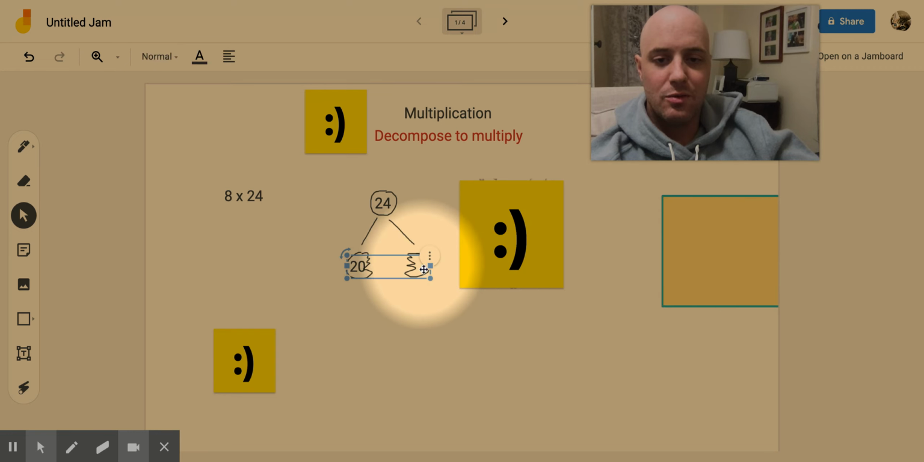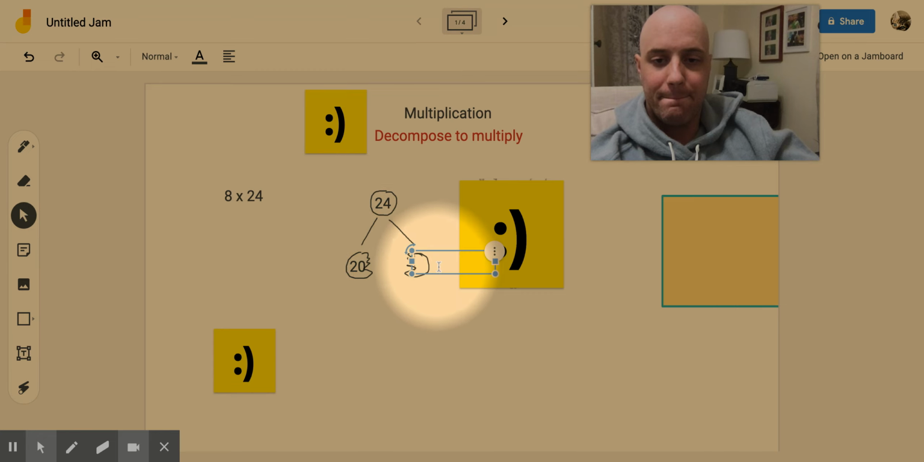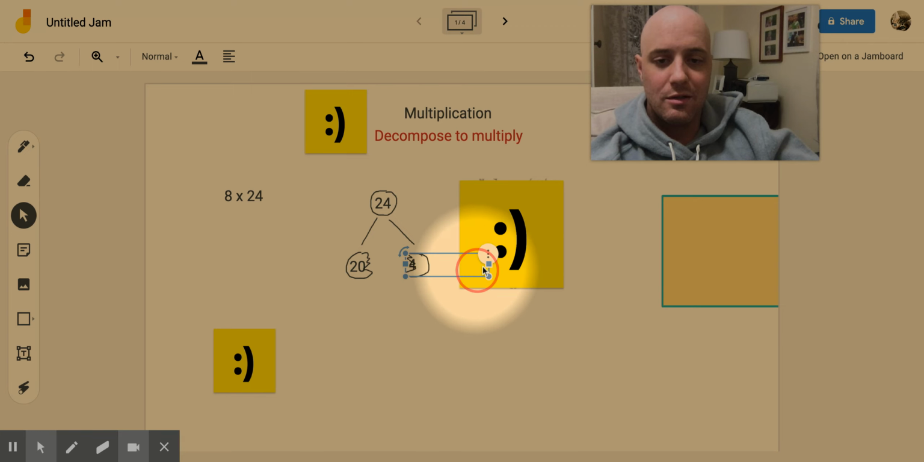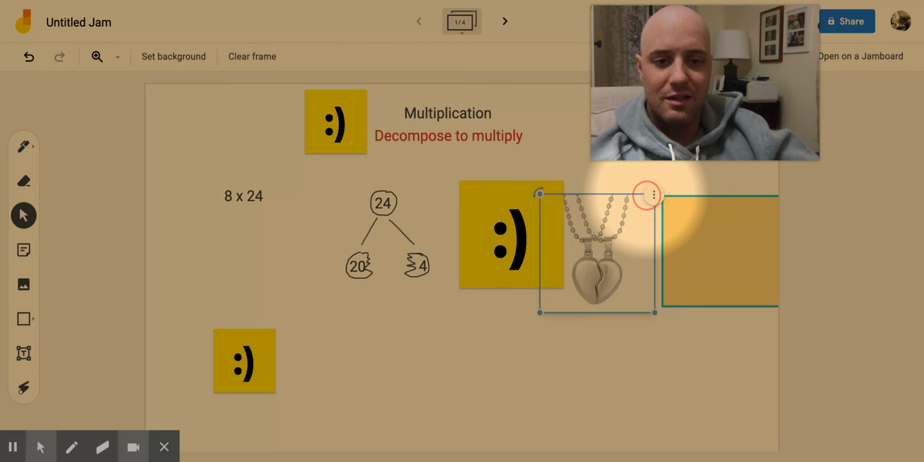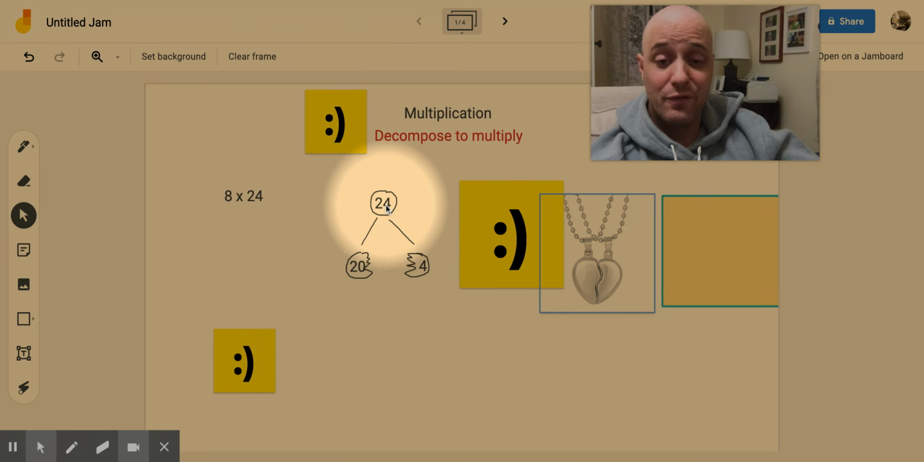decompose. What happened to my 3 there? We still have a 3. Let's put that back in. Not a 3. A 4. 24 we turned into 20 and 4. I broke them up like one of these necklaces here. You ever seen one of these, like the broken heart necklace? It started out as one whole heart and then it broke into 2. That's 24. It broke into 20 and 4.